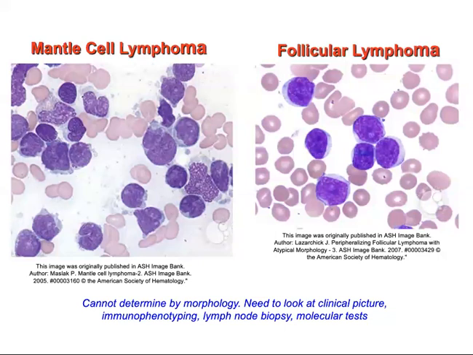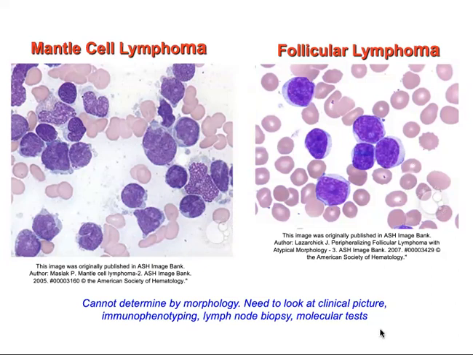So this is mantle cell lymphoma. Mantle cell lymphoma is characterized by medium-sized lymphoid cells with irregular nuclear outlines, and they derive from the mantle zone. The other one is follicular, which comes from the germinal center. They're also medium-sized lymphoid cells, but they could be a little bit angular sometimes. Sometimes they have indented nuclei.